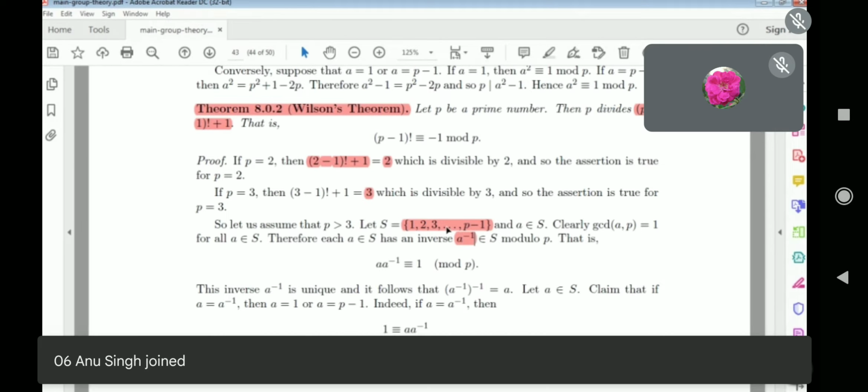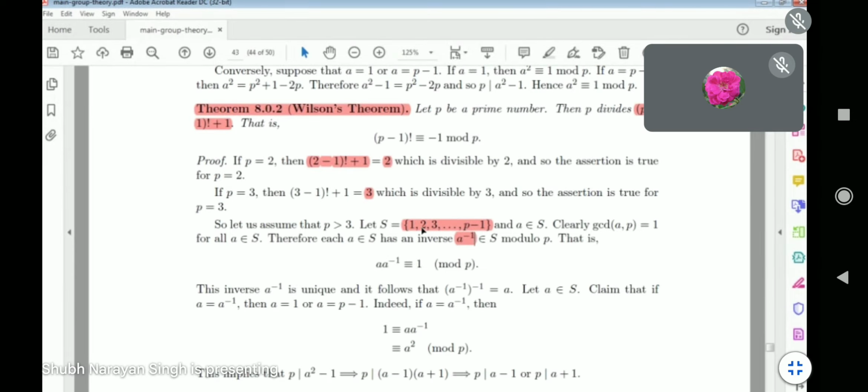But you have observed that the inverse of 2 modulo 5 is 3, which is not equal to 2, and the inverse of 3 modulo 5 is 2, not equal to 3. That means if you take P equal to 5, then we observe that there are only 2 elements inside S which are equal to their inverse, namely 1 and 4.